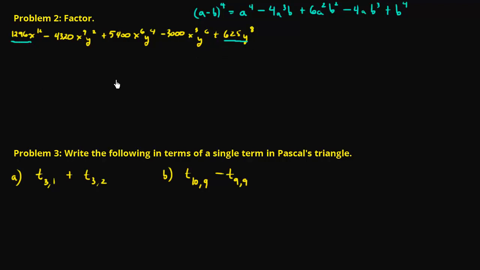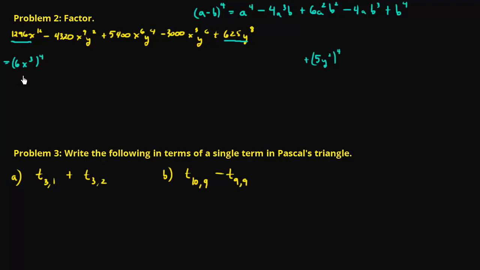Now, the first term, let's see if we can write it as some power of 4. Notice that 1,296 is 6 to the power of 4. So I can write this as 6 times x cubed, to the power of 4. The last term is 5y squared, to the power of 4.